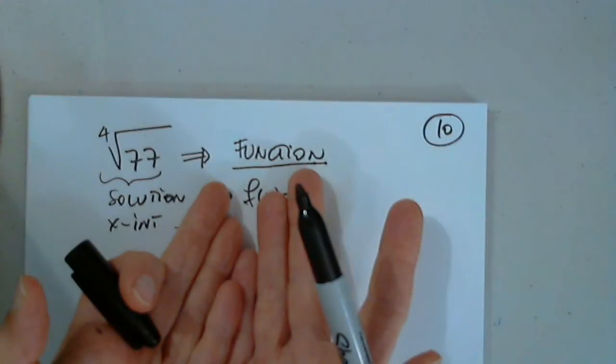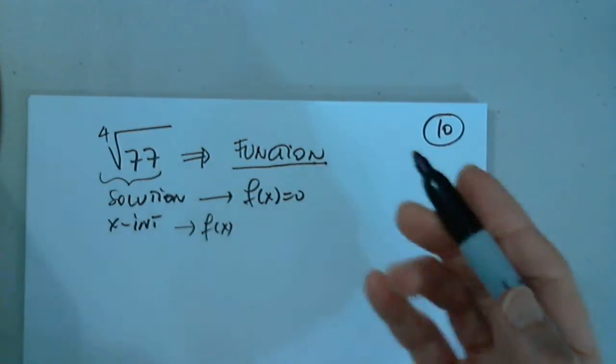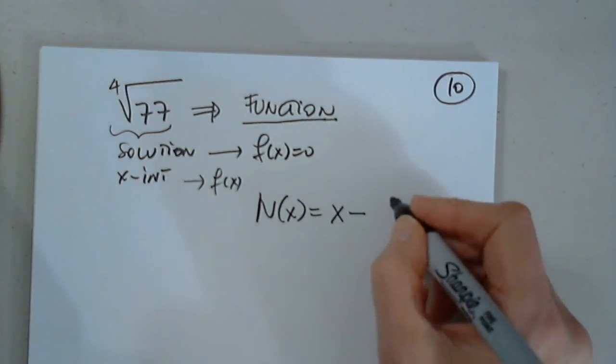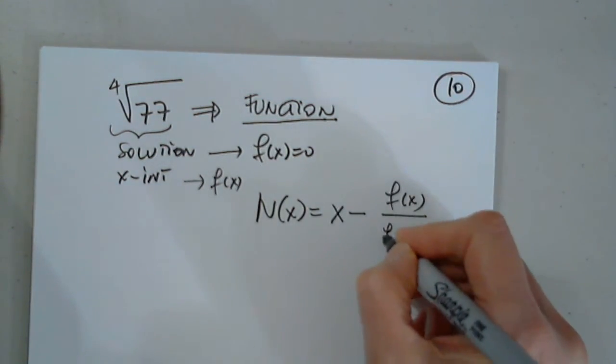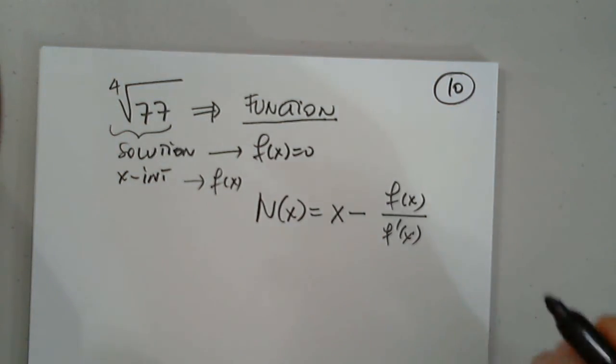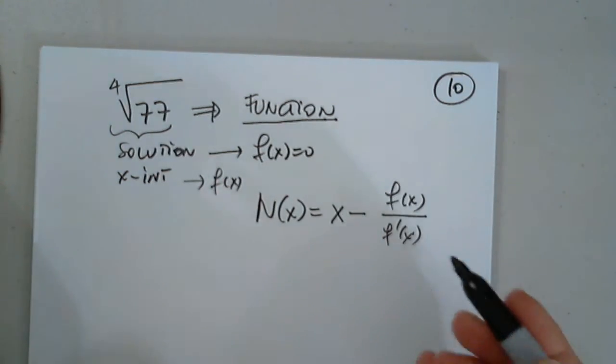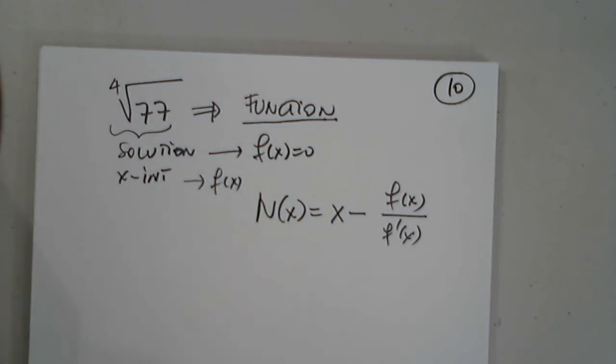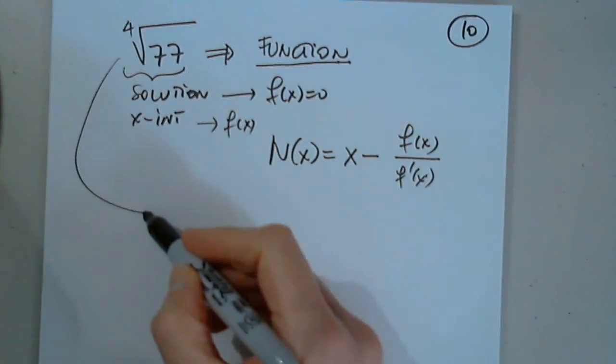But I have to come up with something. If I don't have a function, remember, Newton's method is something like this: x minus f of x over f prime of x. So I have to have f. If I don't have f of x, I don't have f prime, and I cannot determine anything. So let's make something up.